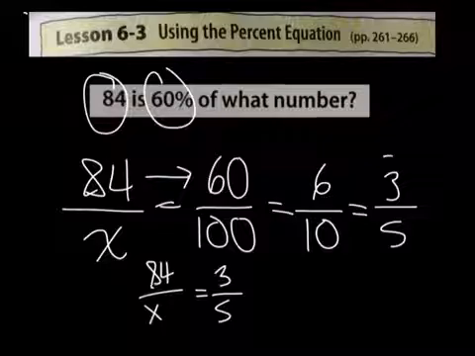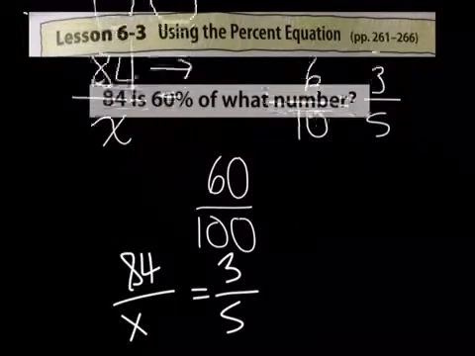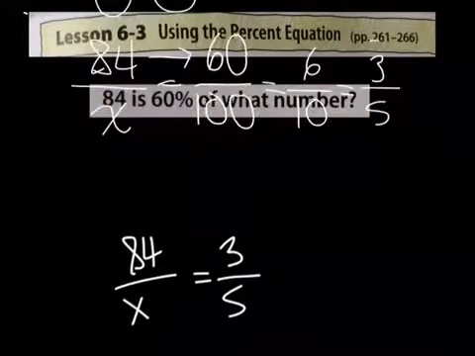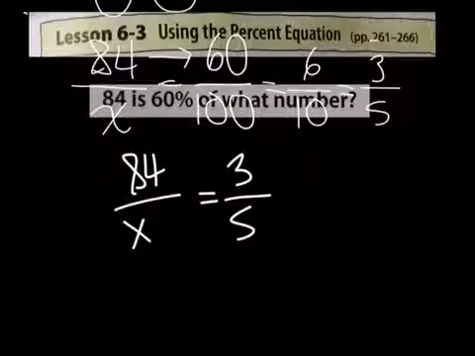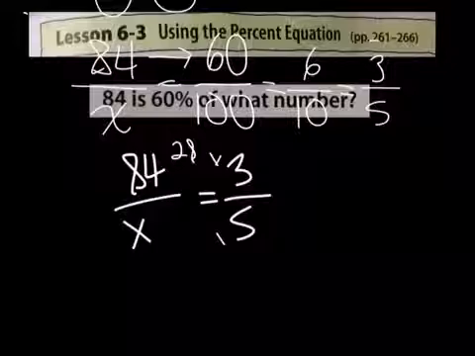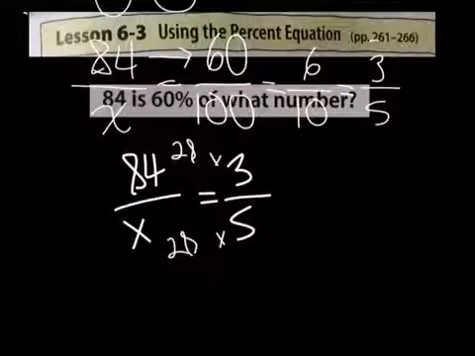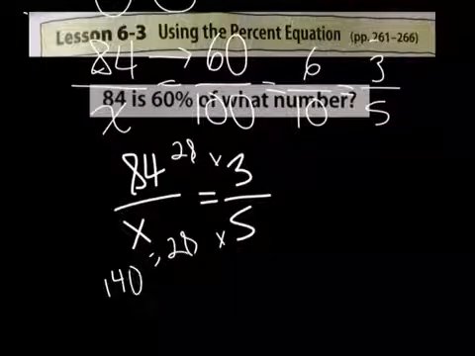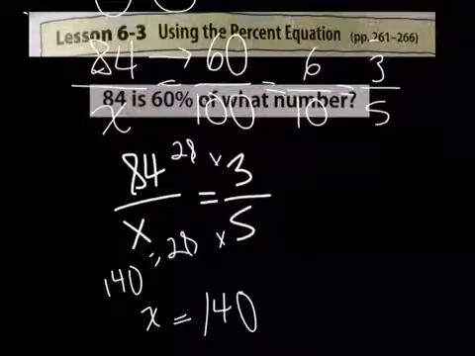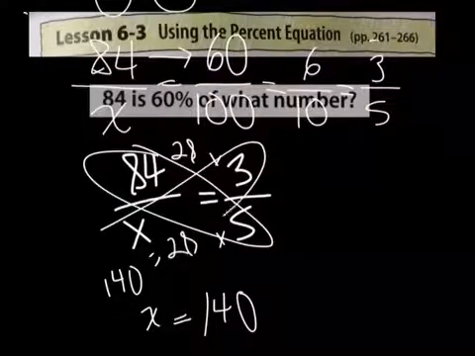28. Let me make that a little bit bigger here and just move it out of the way. Okay, so I would have to multiply that by 28. So I must do the same to the bottom, right? Times 28. And that gets me 140. Therefore, x equals 140.